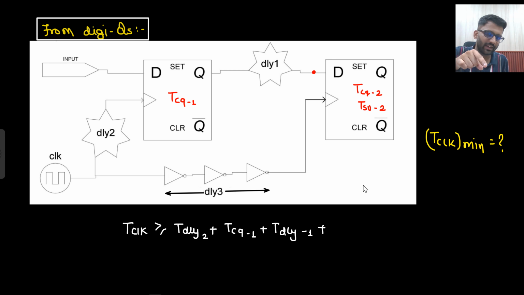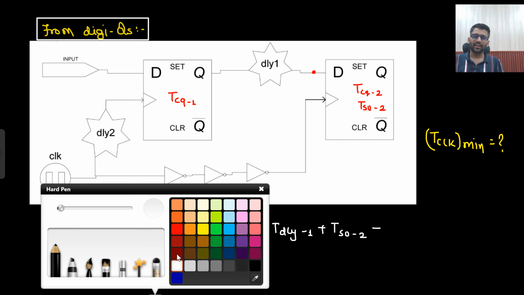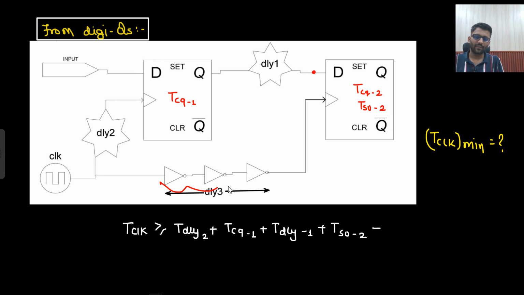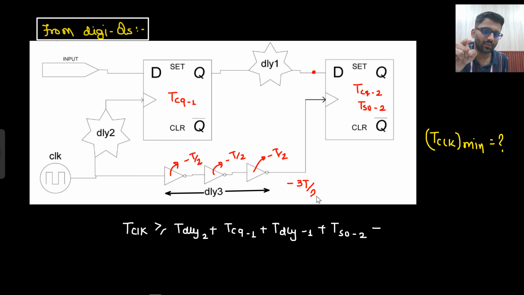plus, I have reached here, plus I need the setup margin of 2, minus what should be the delay here? What should be your T skew? What do you think? This will provide you a delay of minus t by 2, this will provide you a delay of minus t by 2, and this will provide you a delay of minus t by 2. What is the total delay? Minus 3t by 2.